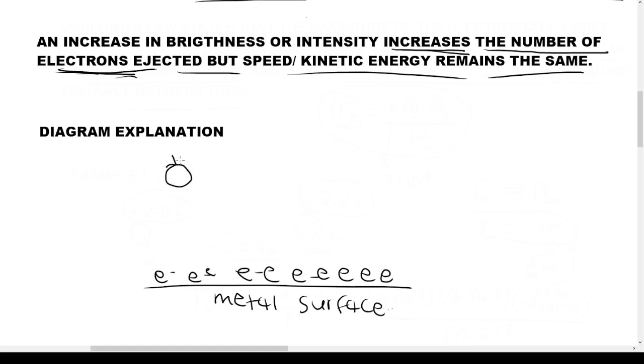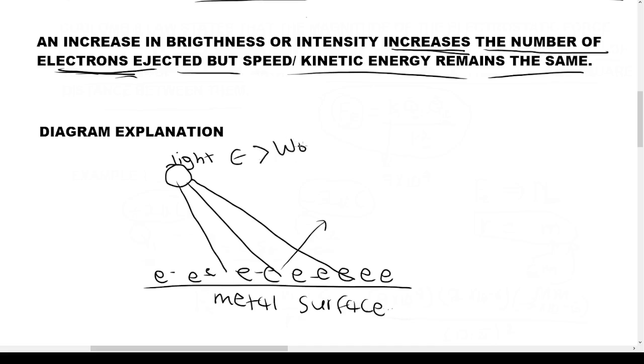So let's draw this in terms of a picture. We know that a metal surface has electrons. Okay, this is the metal surface. Suppose you have a light source. Let's say this is your light source. We know that when this light is shone on this metal surface, electrons will be ejected if this light has enough energy. It means if E is greater than the work function. So in other words, the photoelectric effect will happen.